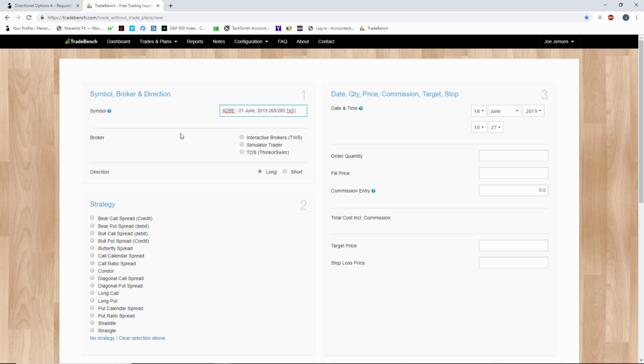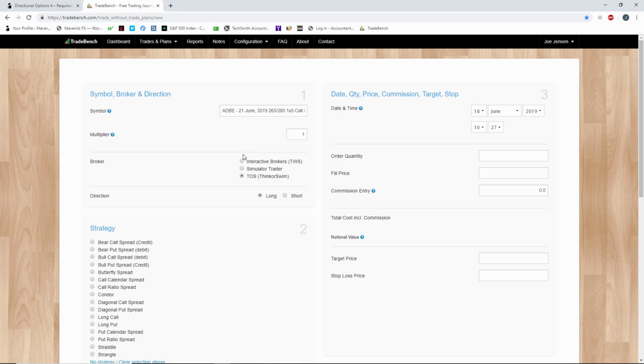1/5 call ratio backspread. I like to say backspread in one word. Some people do two. I don't know the difference. So this tells me exactly what I've done. I sold 1 265, and I bought 5 285s. That's a 20 spread. It's a call ratio backspread. I did it in 2019. The expiration cycle of June. So it's a shorter term.